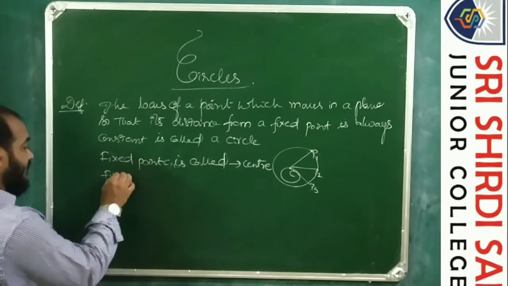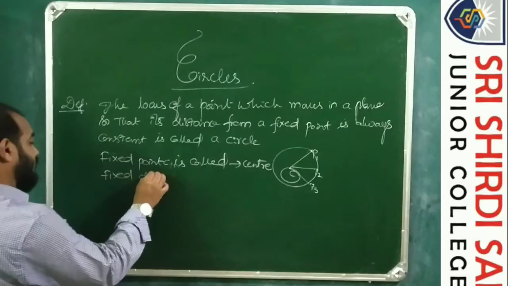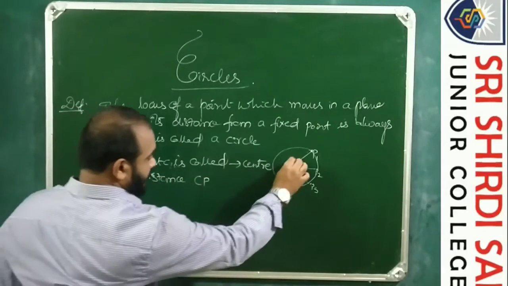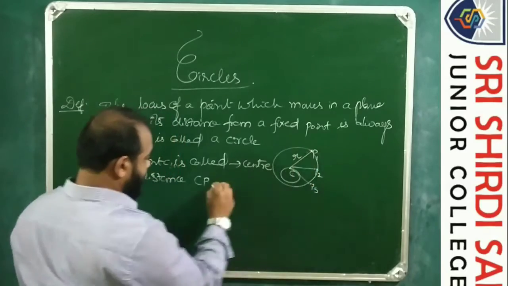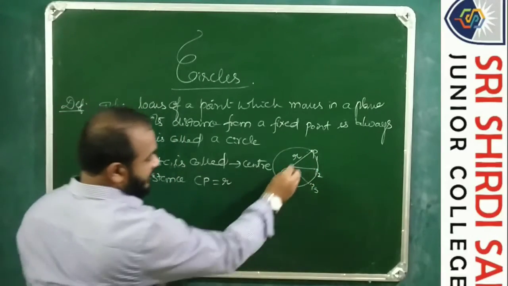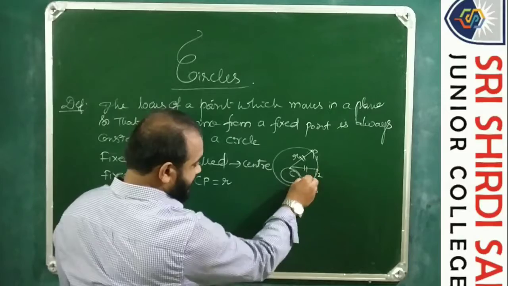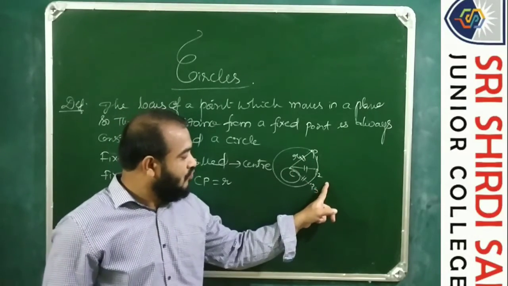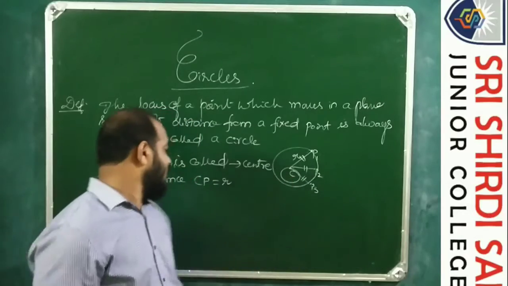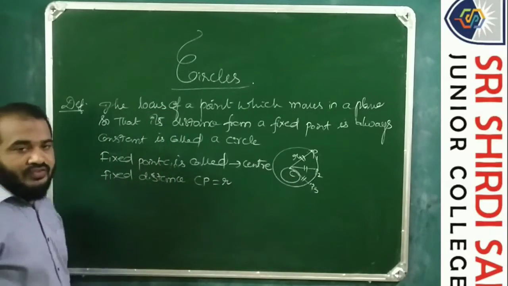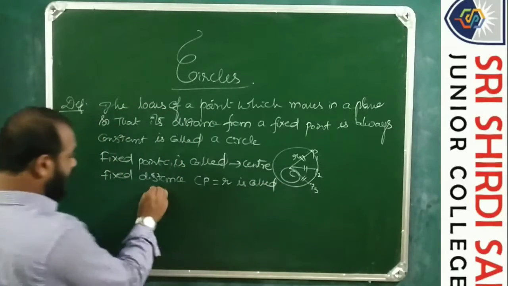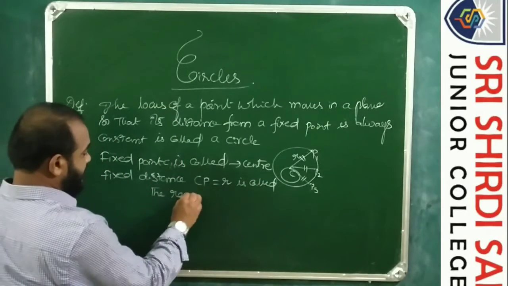Fixed distance CP is equal to R. So all of these are at an equal distance from the fixed point. So the fixed distance CP equals R is called the radius.